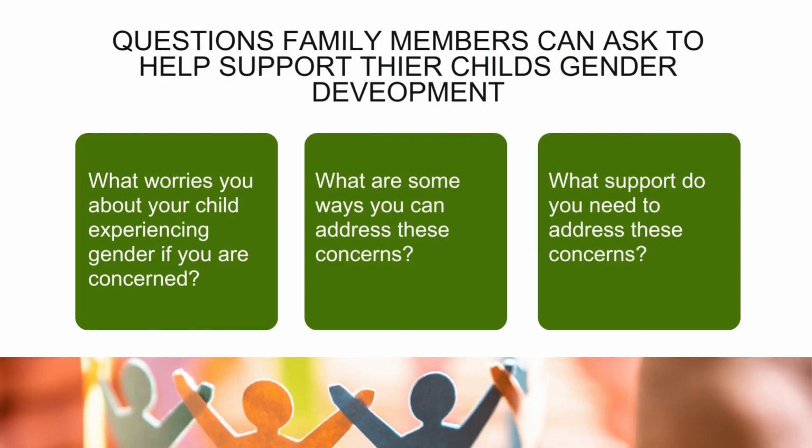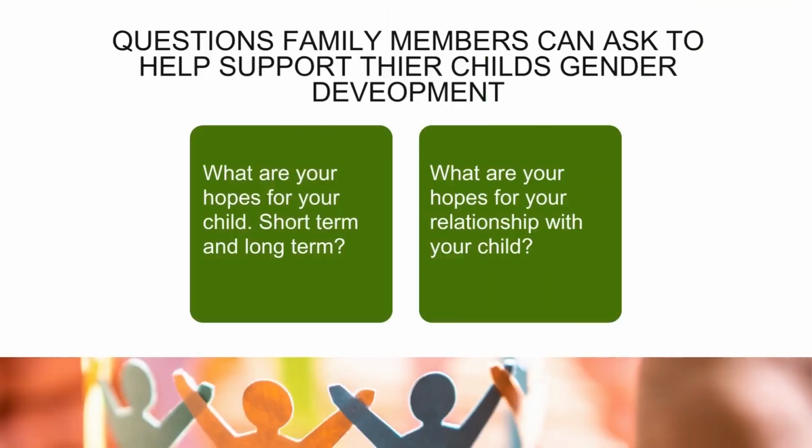What support do you need to address these concerns? What are your hopes for your child, short-term and long-term? What are your hopes for your relationship with your child? Children observe interactions between adults, and what they see and hear influences what they believe about the world and about themselves.